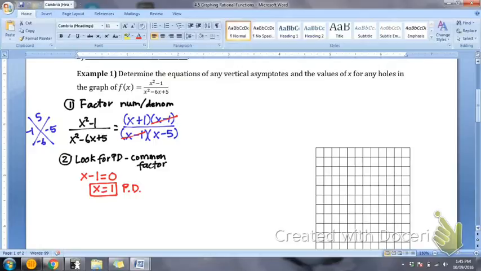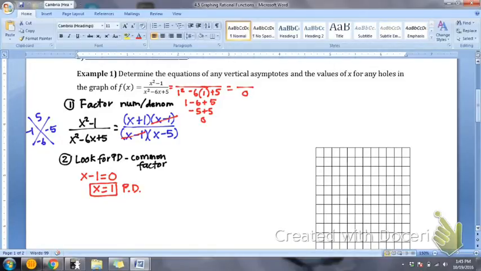What that means is if I were to put a 1, look up here for just a minute. If I were to put a 1 in for x in my denominator, watch what happens. You don't need to write this, I want you just to watch. If I put a 1 in for x in my denominator, I have 1 minus 6 plus 5. What is 1 minus 6? -5, and -5 plus 5 is what? 0.